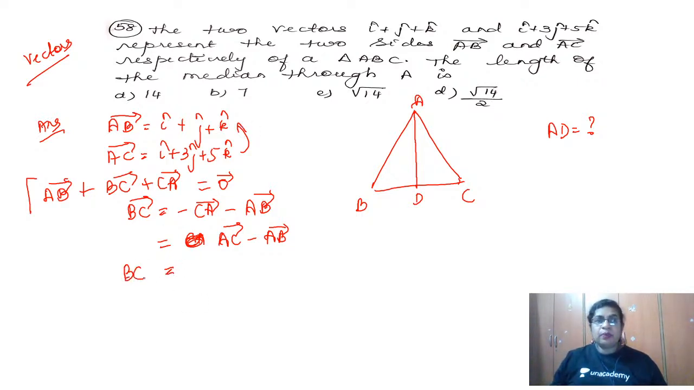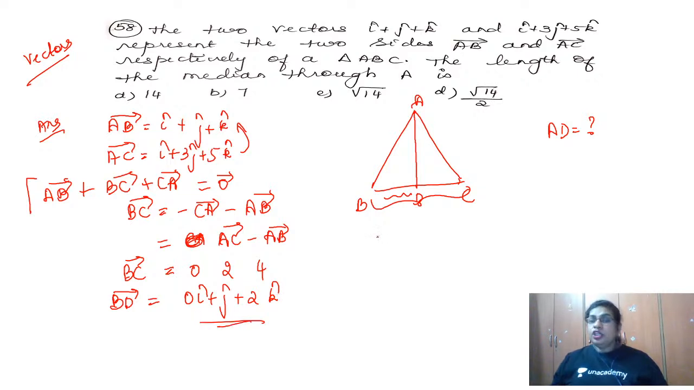Now, AC minus AB, okay, so you have this directly here. So what is your BC vector? I'm getting 0 directly, 3 minus 1 is 2, next we have 5 minus 1, 4. I'm not writing i cap, j cap, k cap. Okay, so BC is 0 i cap plus 2 j cap plus 4 k cap. Okay, so what is BD? The median divides it into 2. So therefore the BD vector is this divided by 2. So you're getting 0 i cap plus j cap plus 2 k cap.